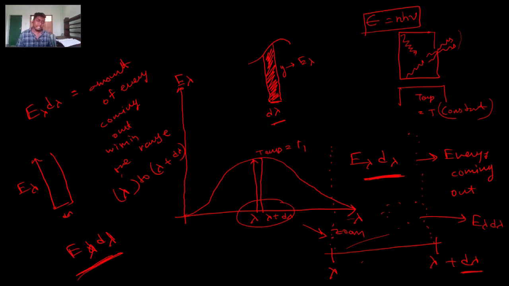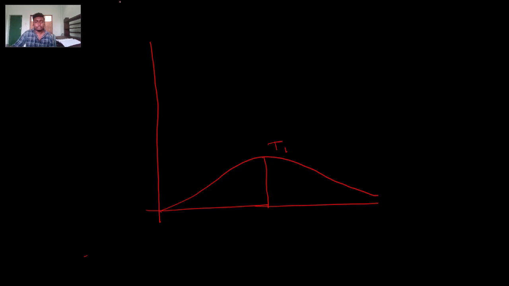In this case, we applied the temperature T1 at a constant rate. The peak was at temperature T1. Here is my E lambda and there is my lambda. This was at temperature T1. Now I'm suddenly raising the temperature from T1 to T2.